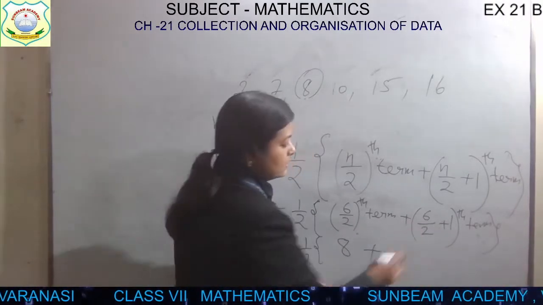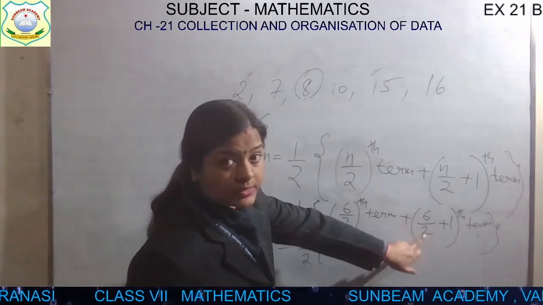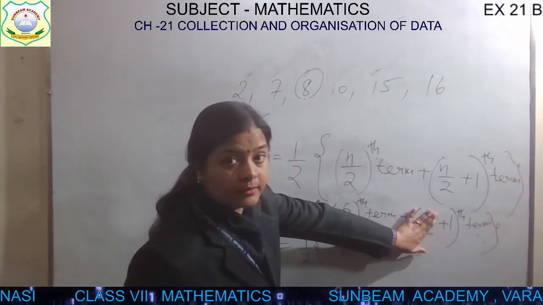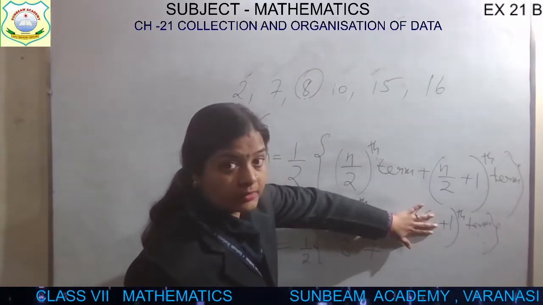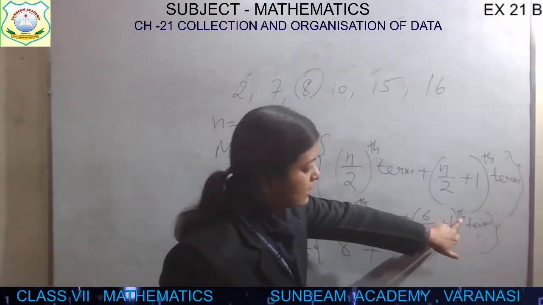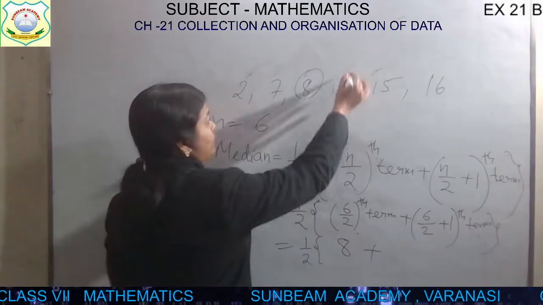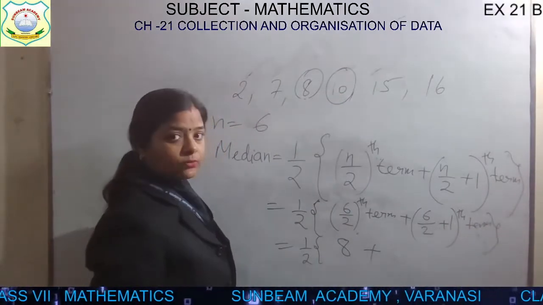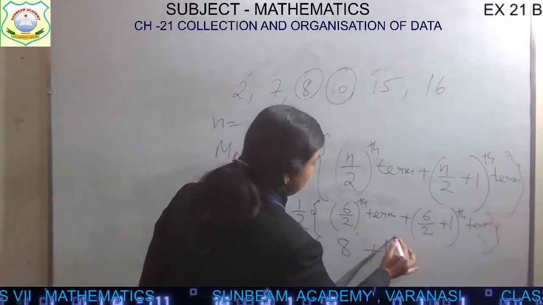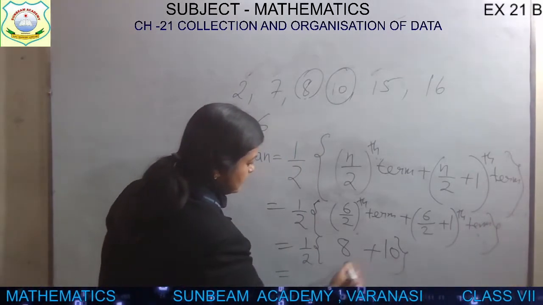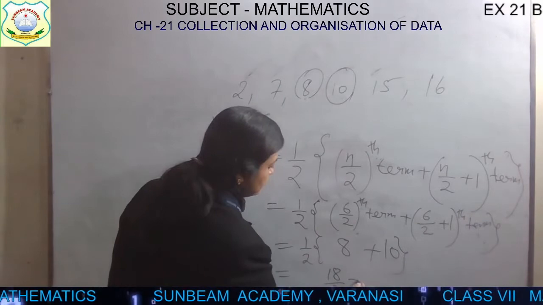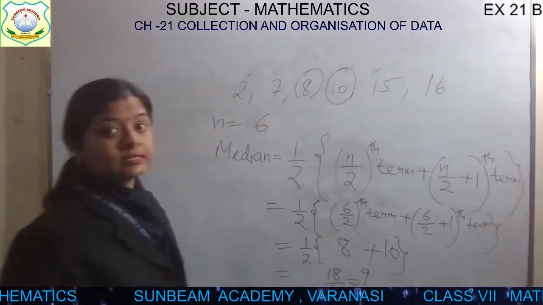6 by 2 is 3, and 3 plus 1 is 4. So the fourth term is 10. Write down the fourth term, and now add them: 8 plus 10 is 18 by 2. This is 9. 9 is the median.